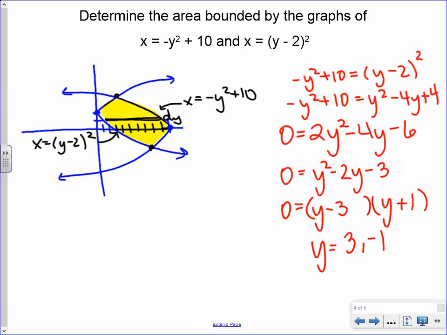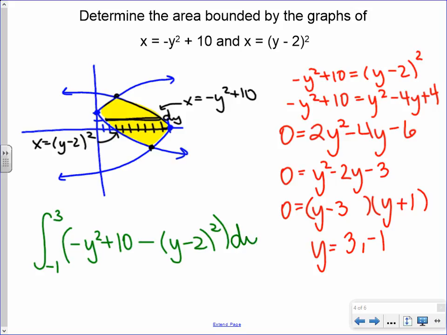So now we need to set up our area. Our area is the integral from negative 1 to 3 of our right function, negative y squared plus 10, minus our left function, y minus 2, the quantity squared, dy. Now, in your homework, you'll do some with a calculator, some without. I'm going to let you punch this into your calculator, but I want to talk about what we would do if you didn't have your calculator, because this is possible for us to integrate by hand.